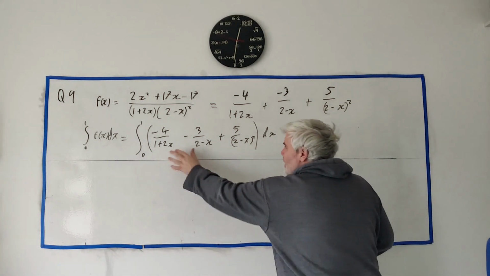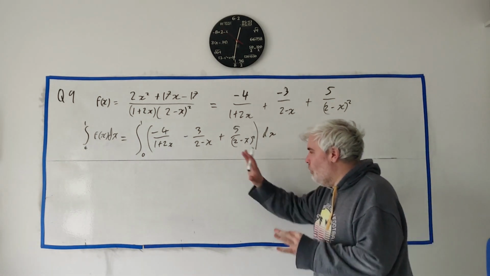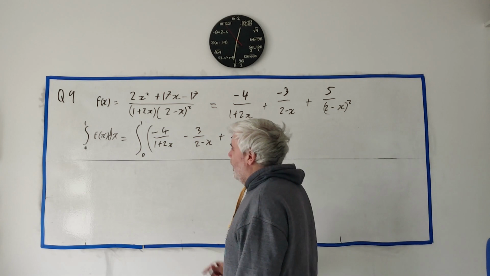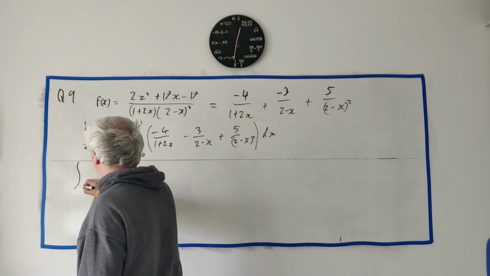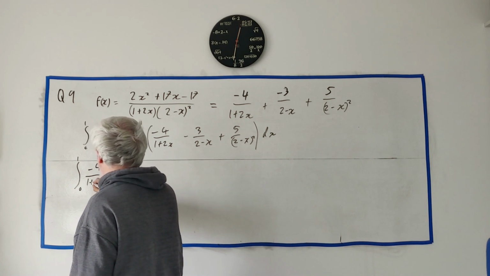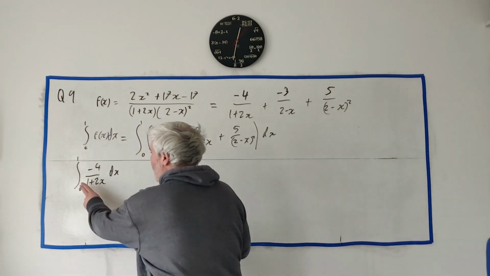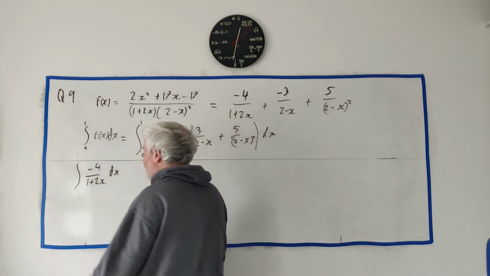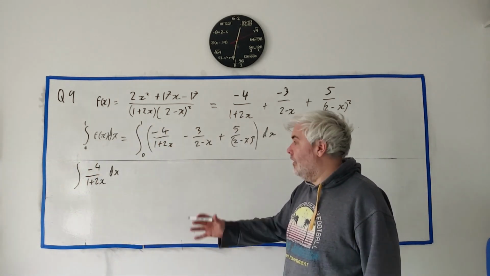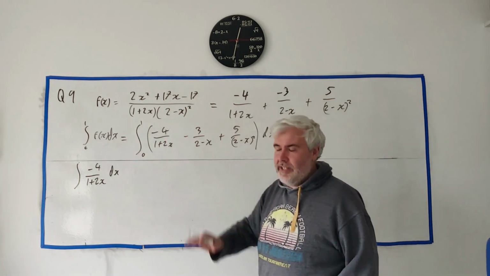Now, some of you can do all of these in your head. If that's true though, you're probably not watching this video, so I will do it slowly. Right, so let's break it up. Let's start with the integral from 0 to 1 of minus 4 over 1 plus 2x with respect to x. Actually, you know what? Let's forget 0 and 1. We'll just do that at the end. Let's just find the generic integral and we'll forget the constant and we'll put in the numbers at the end.